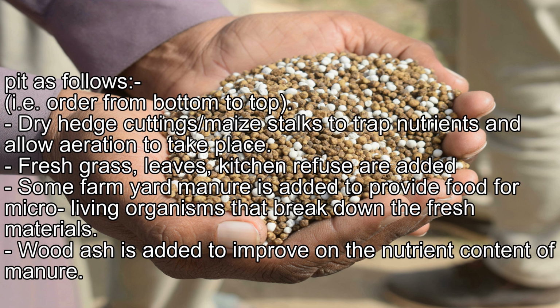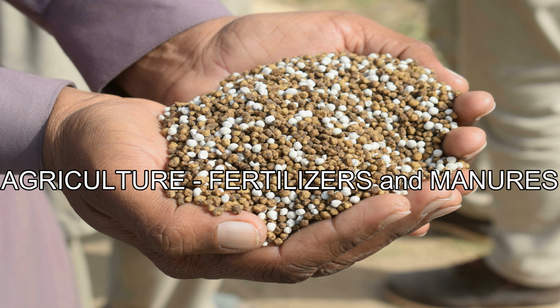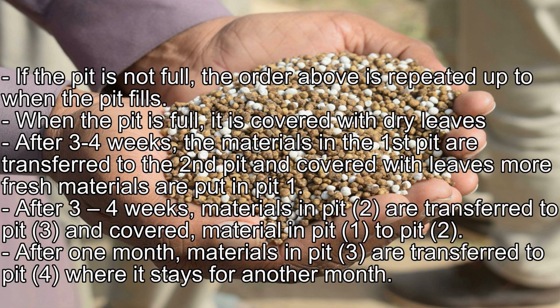Dry hedge cuttings/maize stalks to trap nutrients and allow aeration to take place. Fresh grass, leaves, and kitchen refuse are added. Some farmyard manure is added to provide food for micro-organisms that break down the fresh materials. Wood ash is added to improve the nutrient content of the manure. Agriculture fertilizers and manures. If the pit is not full, the order above is repeated until the pit fills. When the pit is full, it is covered with dry leaves.